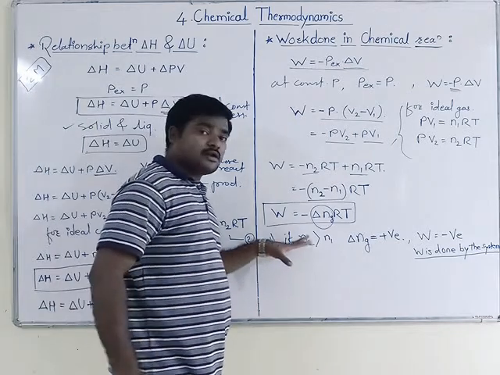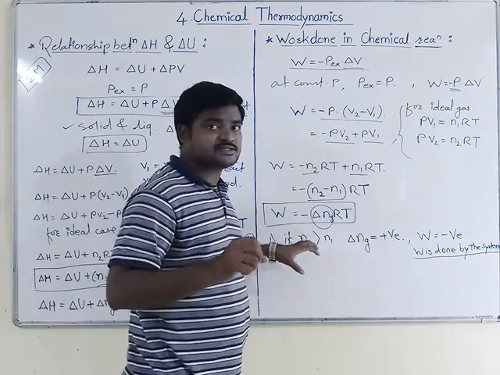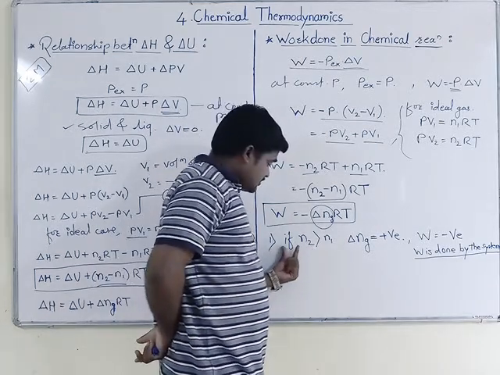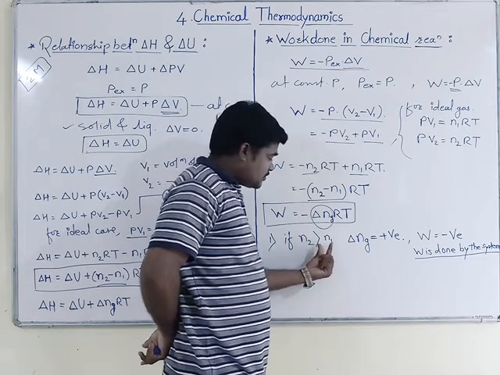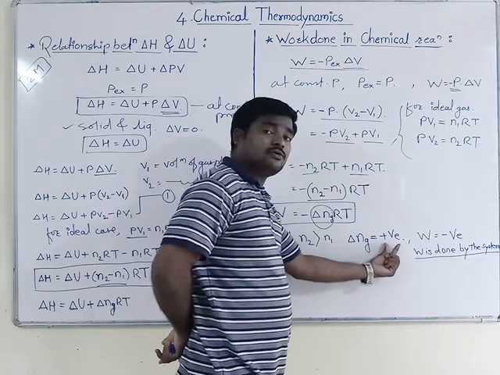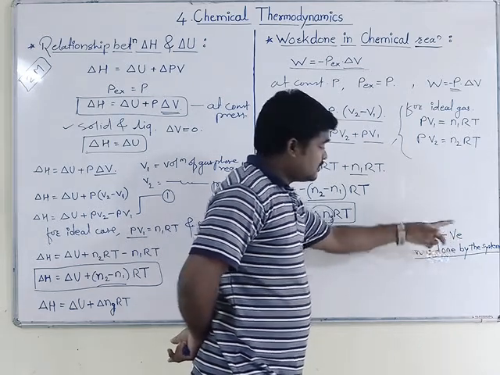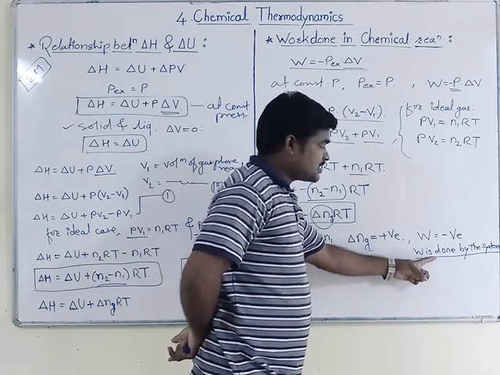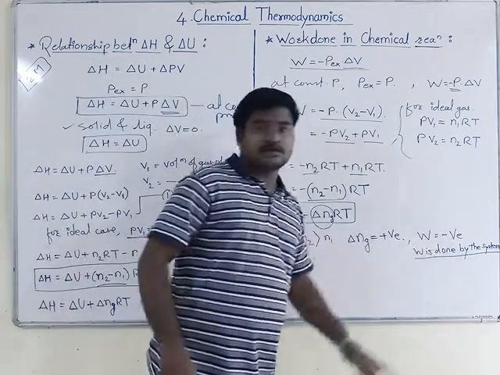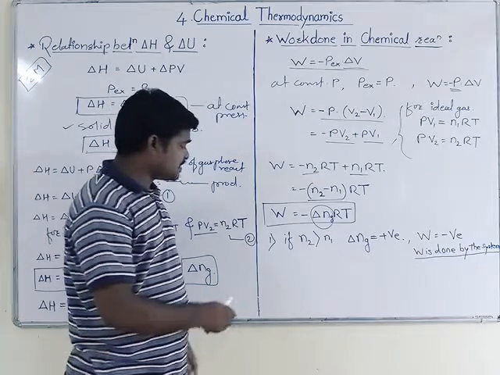First of all, I will repeat this case once again, then we will go for the second and third. If the number of moles of products is more than the reactants, then according to this equation you will get a positive delta Ng value, and in that case work will be negative. Or we can also say that work is done by the system, according to the sign convention we have taken here. Now the reverse situation takes place.